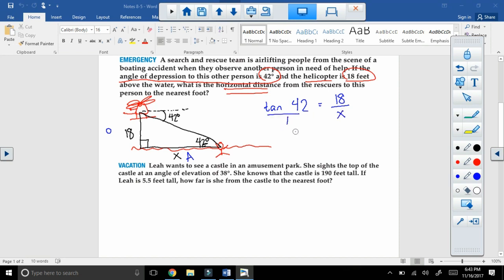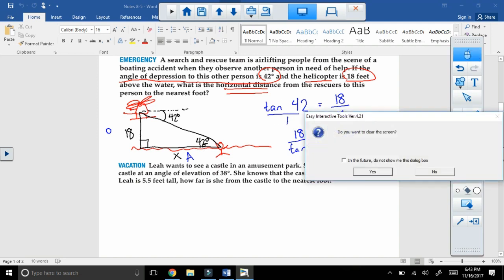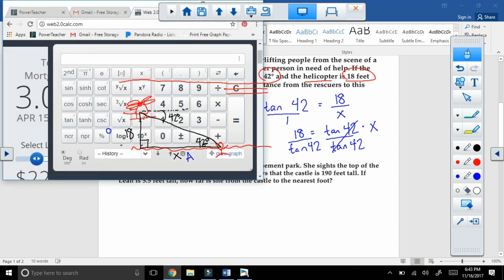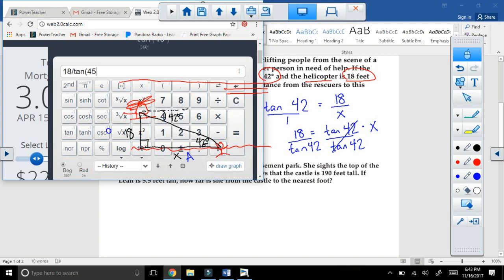And then I could cross multiply. So 18 equals whatever the tangent of 42 is times x. When I solve this, I need to divide by the tangent of 42. And this would be like the work that I would expect to see, some sort of picture and then setting up sine, cosine, tangent. And then I would go ahead and grab my calculator, and I need to type in 18 divided by the tangent of 42.